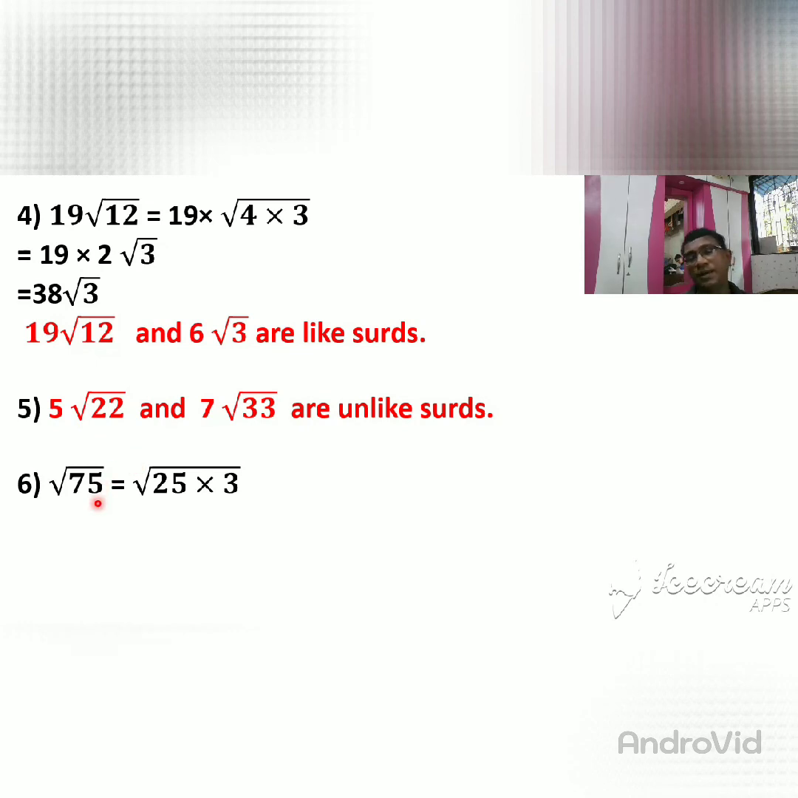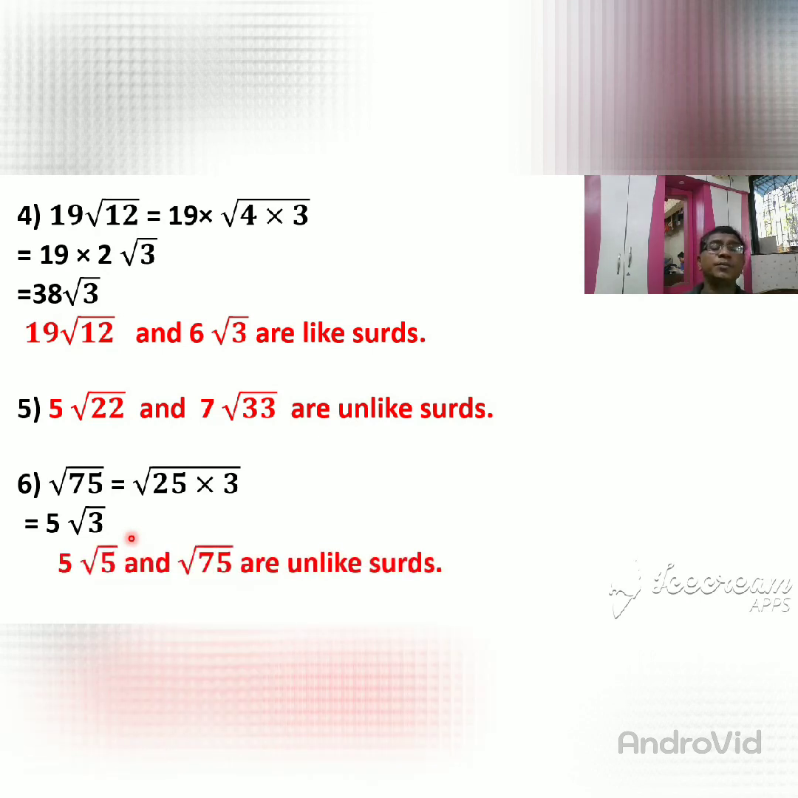Then root 75. So root 75, here the order is not given, so the order is 2. So the square root of 75 we want to factorize. 25 threes are 75. Okay, it is 75. 25 threes are 75. So the square root of 25 we must find out. The square root of 25 is 5. So here you are getting 5 root 3.